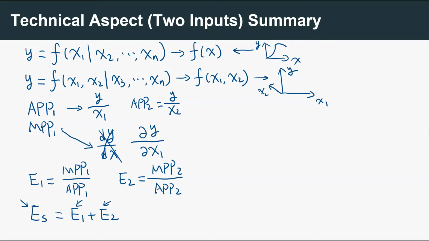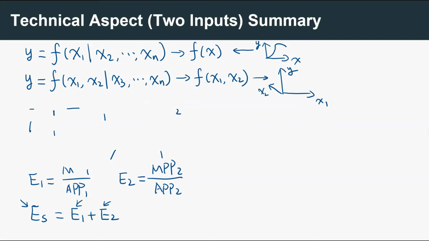Those two are partial elasticities of production. Sometimes we call it factor elasticity. And that's for the APP, MPP concepts. And then we started with a new concept for the two input case called isoquants.